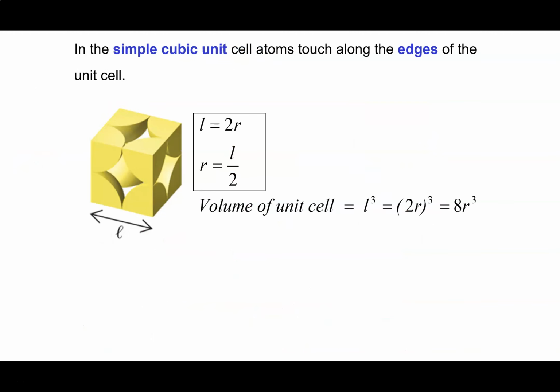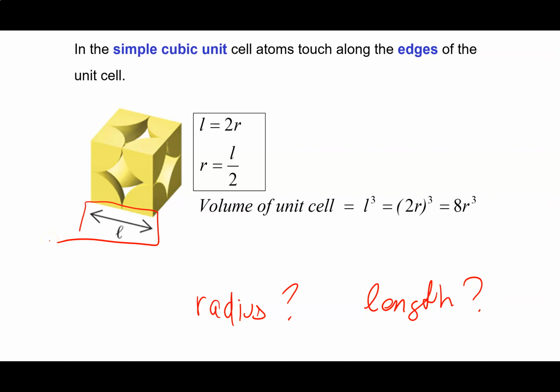Okay, so we said that we wanted to relate the radius of our atom to the length of the unit cell, right? To the edge length of the unit cell. Now the edge length in every case, as I pointed out, for a cubic unit cell, all of the edges are going to have the same length. It doesn't really matter which one we look at.